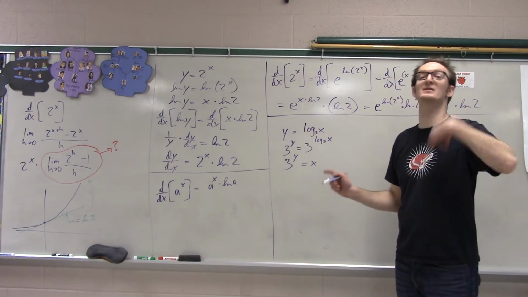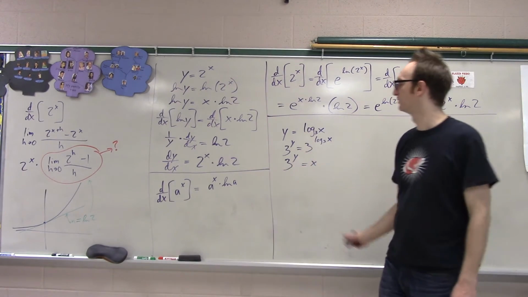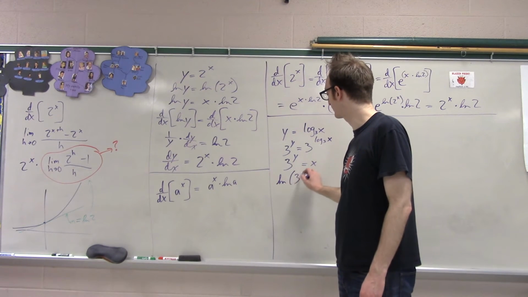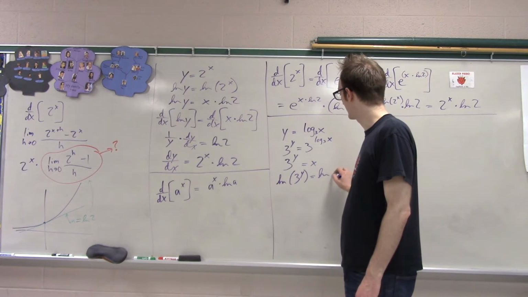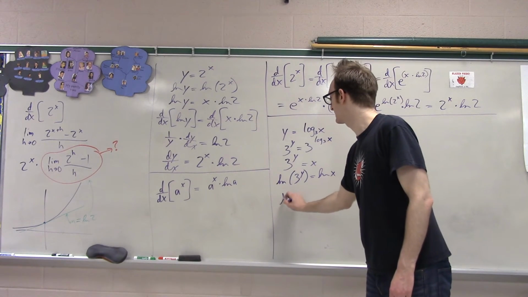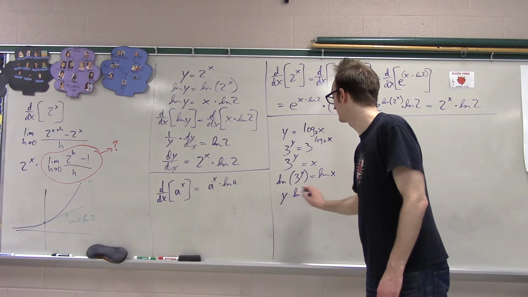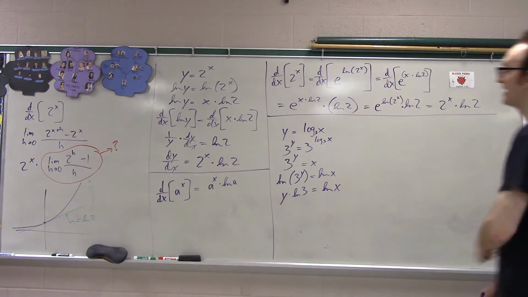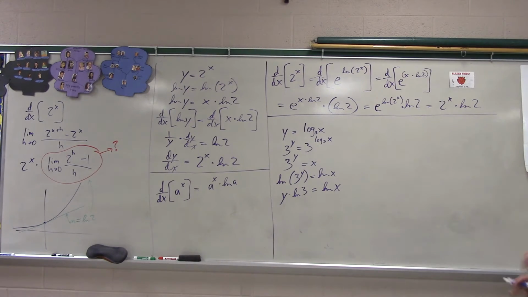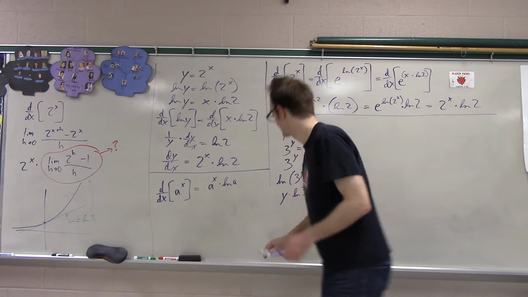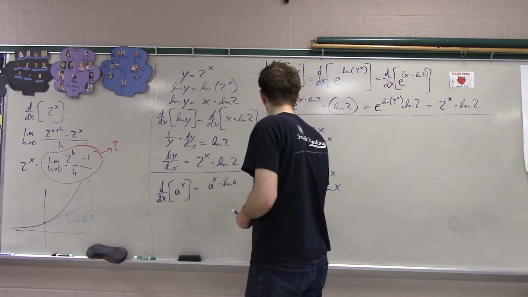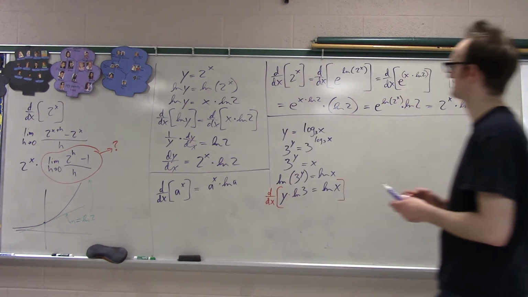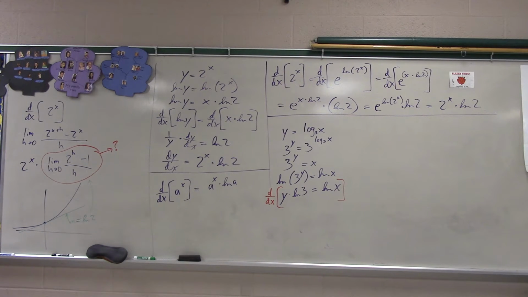So what I'm now going to do is take the natural log of both sides, rescue the princess. So we take ln of 3 to the y equals ln x. So what I get is y ln 3 equals ln x. And now differentiate both sides with respect to x. So take the derivative of both sides of this equation with respect to x.